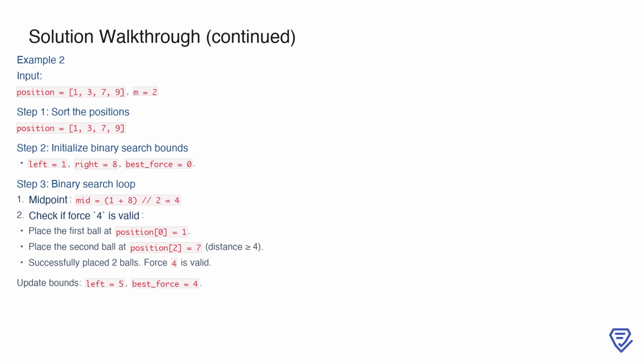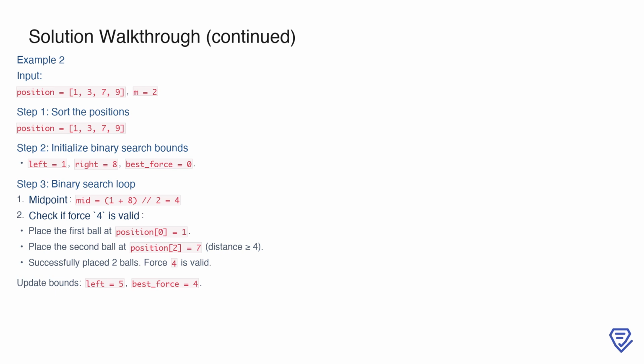Now, let's consider another example with the input position equals 1, 3, 7, 9, and m equals 2. The first step is to sort the positions, which results in 1, 3, 7, 9. Then, we initialize the bounds for binary search. The minimum possible force is 1, and the maximum possible force is 8, so we set left equals 1, right equals 8, and best_force equals 0.